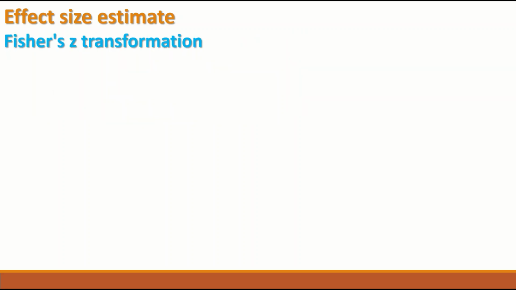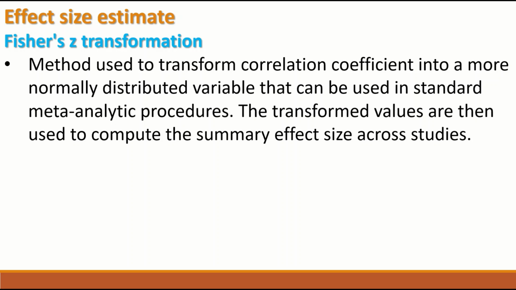Finally, when there are two variables and we are looking at the correlation between these two continuous variables, then the Fisher Z transformation can be performed. It is a method used to transform the correlation coefficient into a more normally distributed variable that can be used in standard meta-analysis procedures. The transformed values are then used to compute the summary effect size across studies. So Fisher's Z transformation can be performed when performing a meta-analysis.